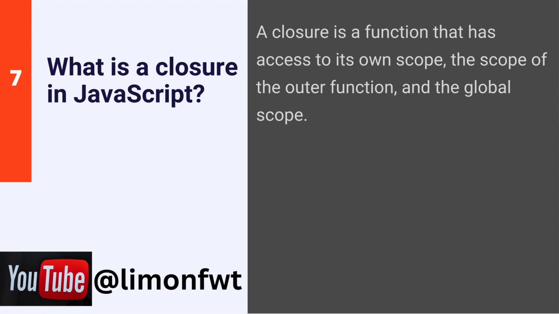What is a closure in JavaScript? A closure is a function that has access to its own scope, the scope of the outer function, and the global scope.